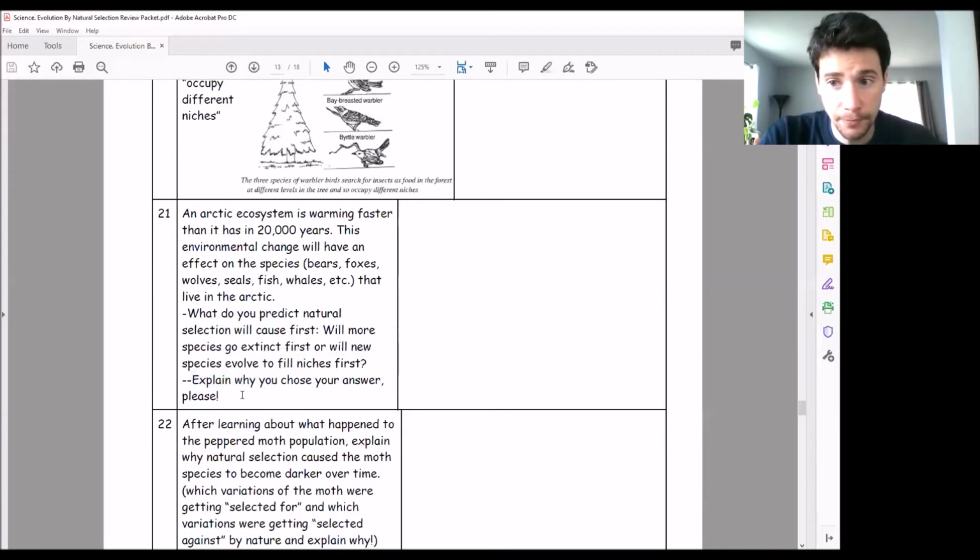Again, this is why I want you to highlight, because I'm asking you to do two things, so you should be highlighting two things. Will more species go extinct first, or will new species evolve to fill niches first? And I'm going to ask you a question here. Can you have new species evolve to fill a niche if all of the niches are being held already? Think about that. Do you need to have the death first in order for evolution to have new species fill the niches? Or can you have new species come about before the niches are even opened up?